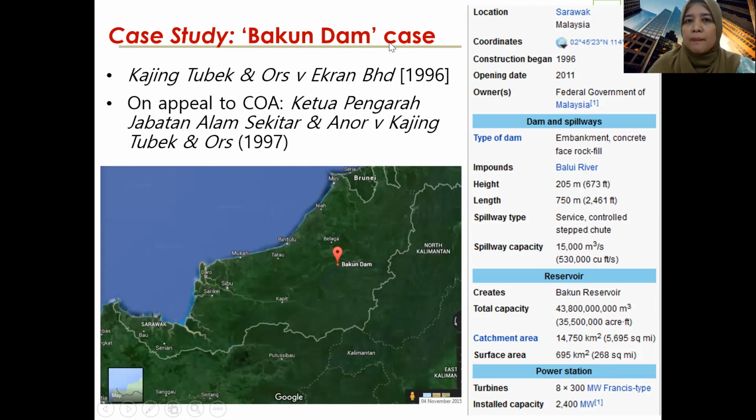The first case study is the Bakun Dam case. Okay, the court case is Kajing Tubek and others versus Ekran Berhad 1996, and after that the Kajing Tubek case, okay, Kajing Tubek case, it found that the High Court found for Kajing Tubek, maknanya dia memihak kepada Kajing Tubek, and after that the pengarah DOE was not satisfied, Ekran Berhad also not satisfied, so they made an appeal to the Court of Appeal lawan Kajing Tubek and others too. Yeah. 1997, year after that. So this is where Bakun Dam is situated in Sarawak.